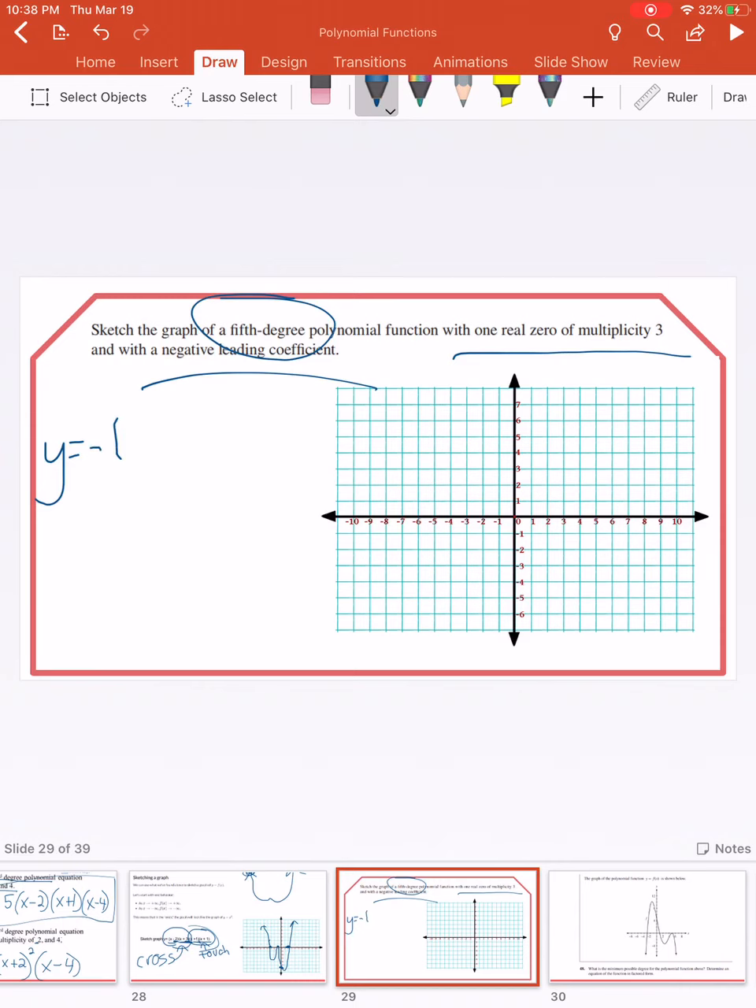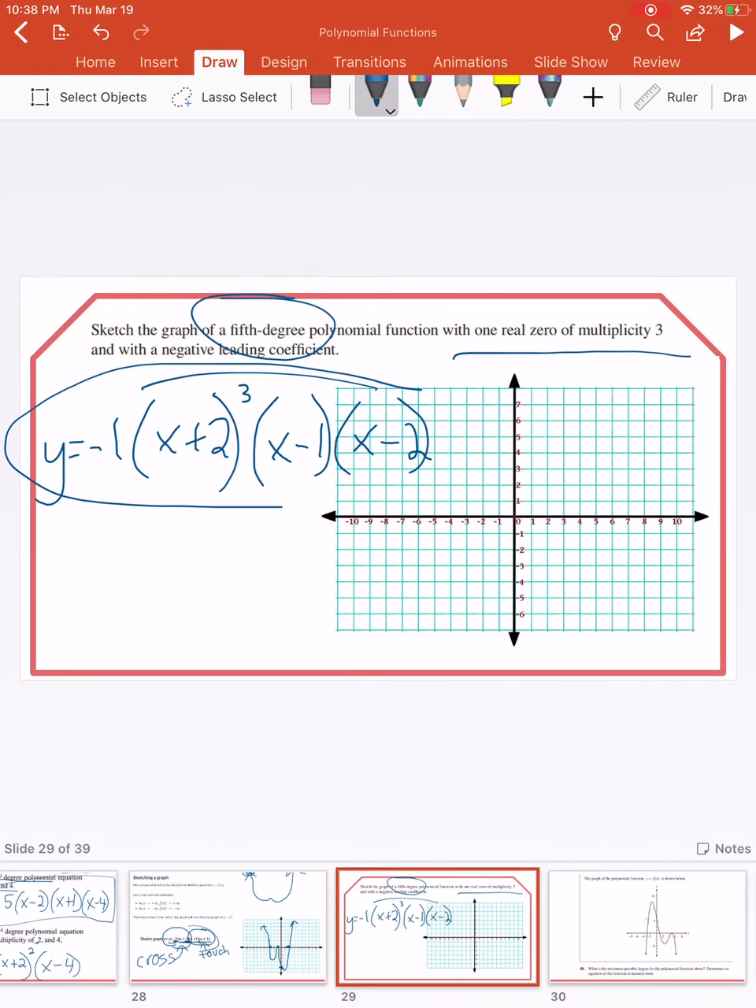I need a 0 with a multiplicity of 3, so let's just make a 0 up. So let's go x plus 2 with a multiplicity of 3. It's a 5th degree polynomial, so I need just 2 more random factors here so that I end up with a 5th degree polynomial. So now that I have a polynomial written that matches these descriptions, I'm going to go ahead and graph this on my graphing calculator so that I end up with a more exact graph.